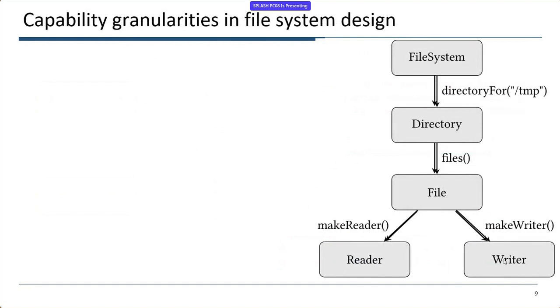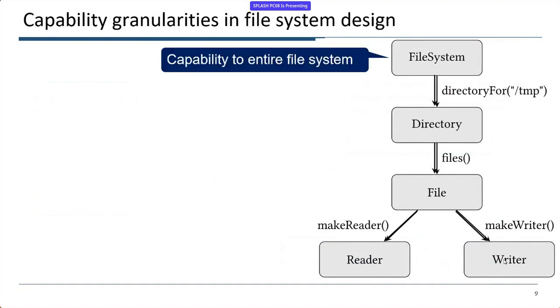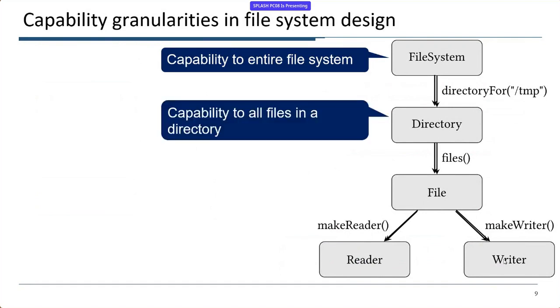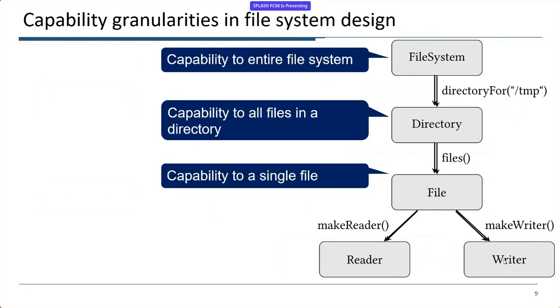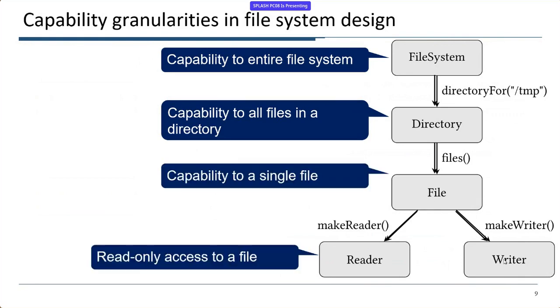In our design for the file system, we start with the capability to the whole file system. You can call the directory for method and get a particular directory, which gives you capability to all the files in that directory and its subdirectories. You can ask for the files, you get a list of them, and each file in that list is a capability to a single file. And then you have reader and writer abstractions, again similar to Java, which give you read-only access or write-only access to the file.